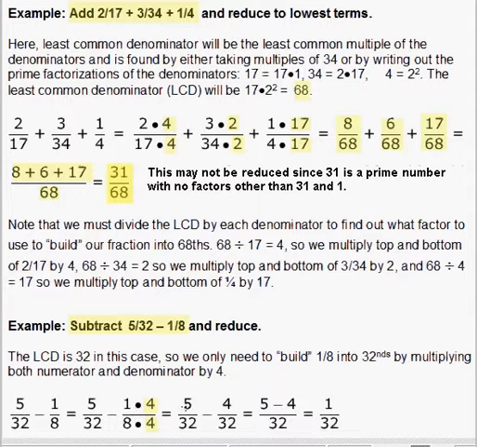So our new problem is 5/32 minus 4/32, which is 1/32, and we can get that by taking 5 minus 4 in the numerator, writing over the common denominator of 32. So the answer is 1/32.